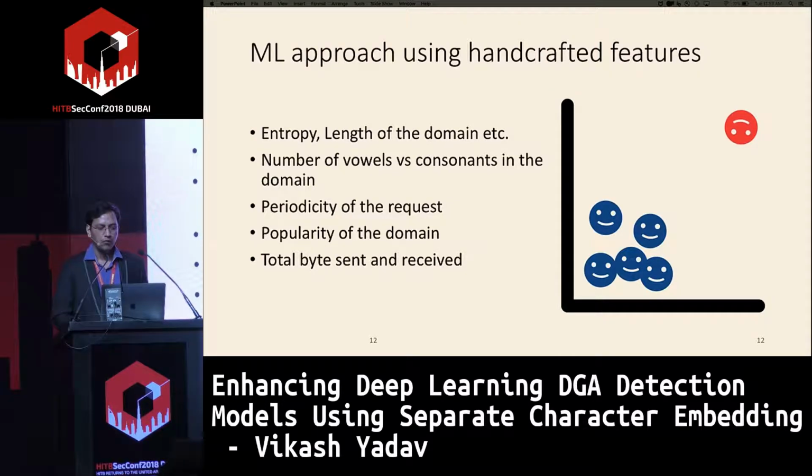The second type of machine learning approach to detect DGA communication is based on handcrafted features. This requires explicit feature engineering, and these features could be the entropy of the domain, the length of the domain, the ratio of vowels to consonants, the periodicity of the requests between the host and C2 server, how popular that domain is, and the total number of bytes sent between the host and the server.